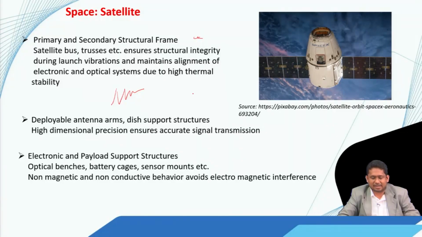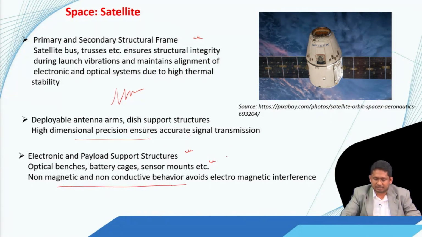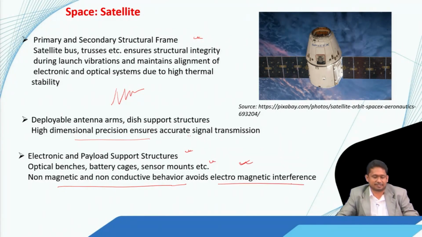Then there are deployable antenna arms and dish support structures, which need high dimensional precision. That is why composite is used here. Then electronic and payload support structures, optical benches, battery cages, and sensor mounts. Due to the non-magnetic and non-conductive property of composites, composites are used in this application, and this avoids electromagnetic interference.